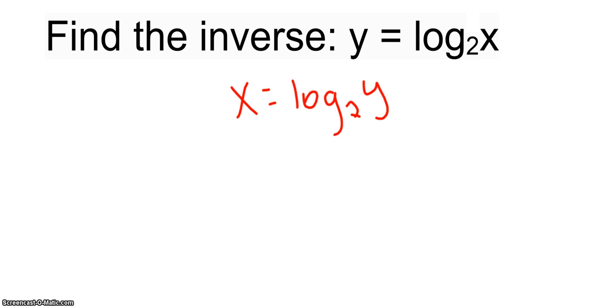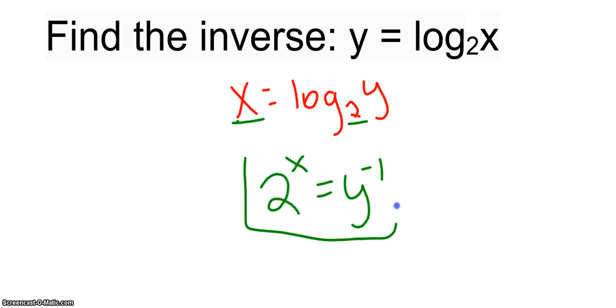So now I want to change it to an exponential. So I have a base of 2, so it's going to be 2 raised to the x equals y. And since y is already solved for itself, go ahead and mark it as a y inverse and you are done. So the inverse of y equals log base 2 of x is 2 to the x.